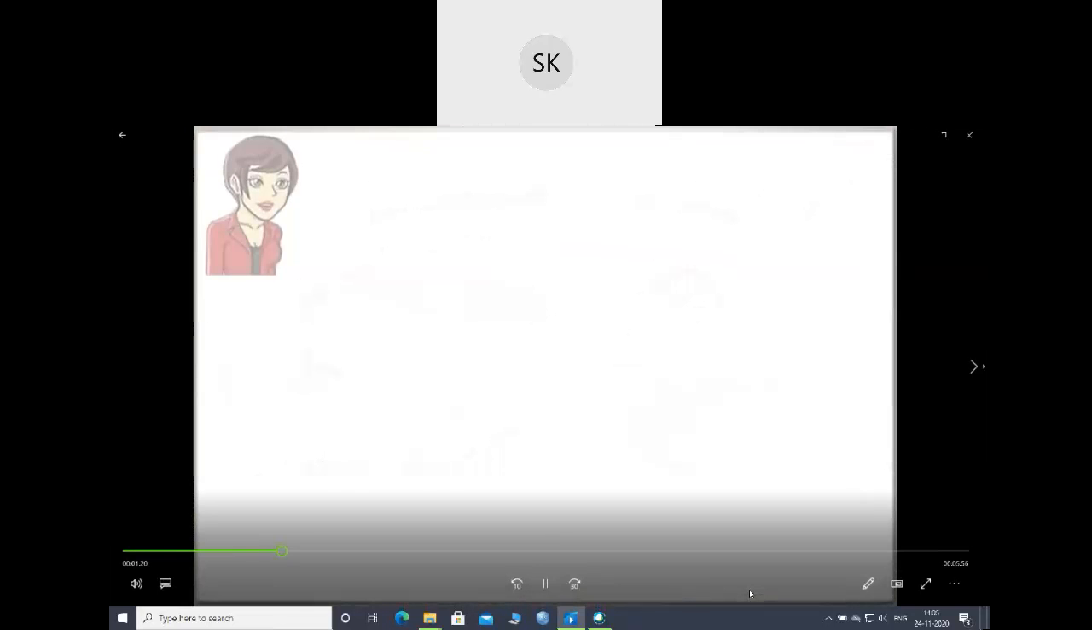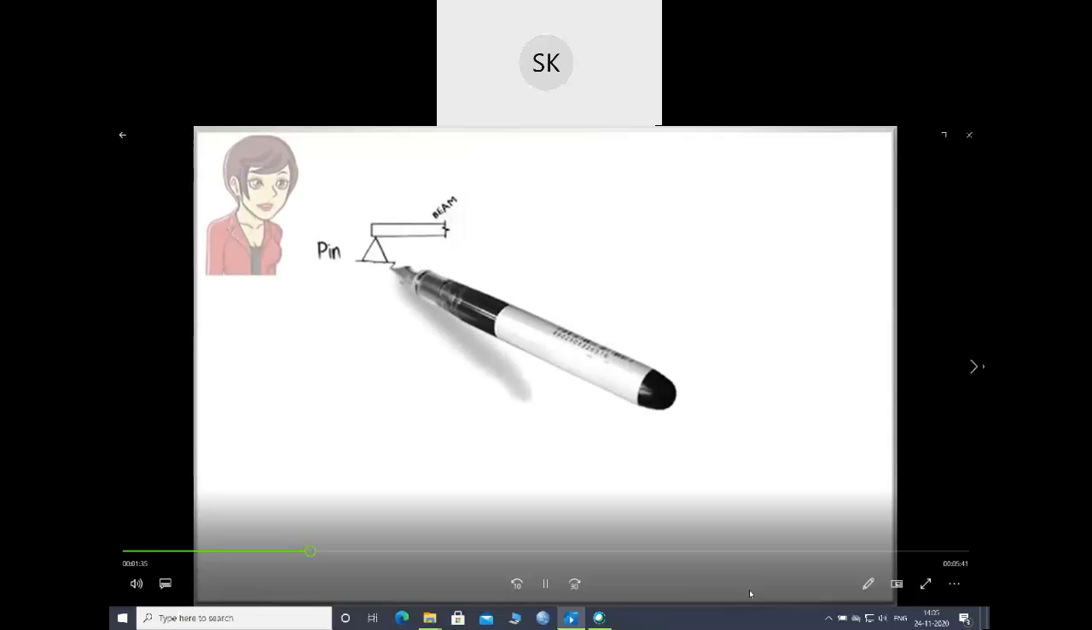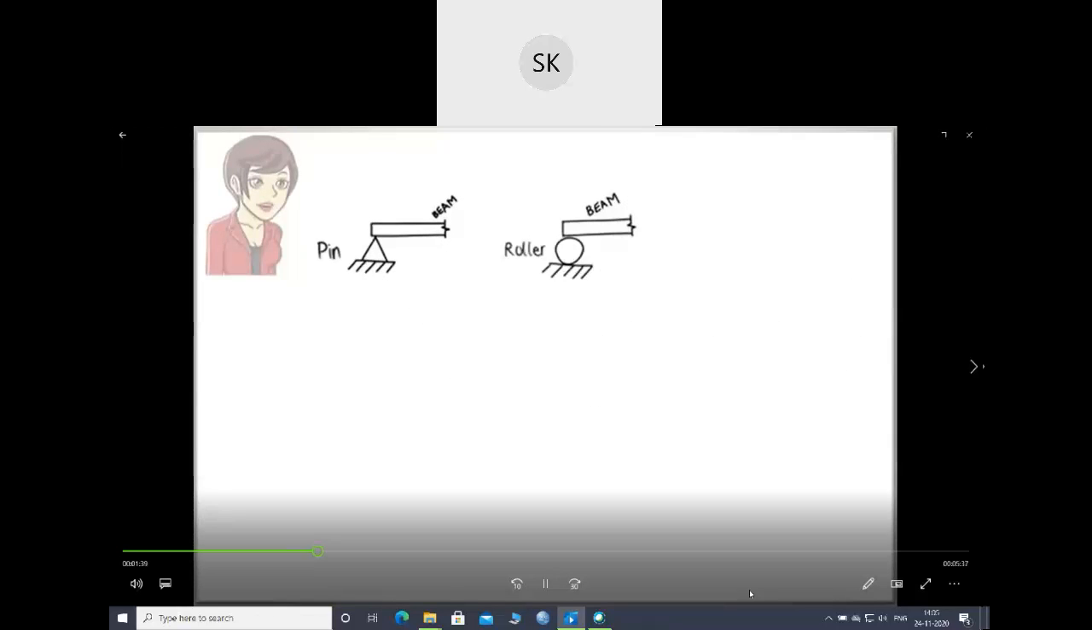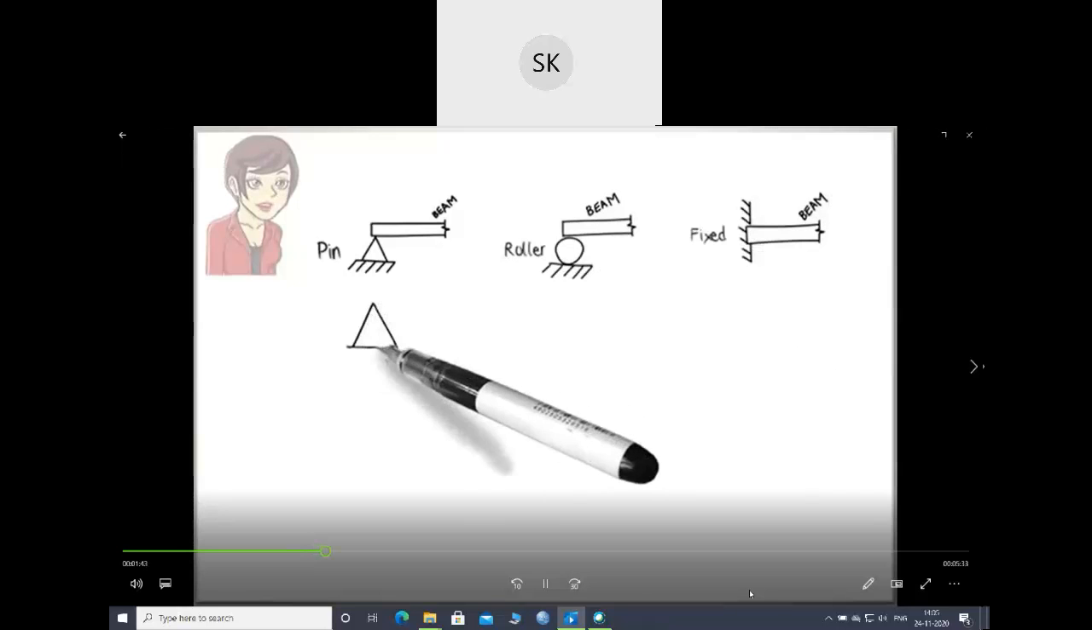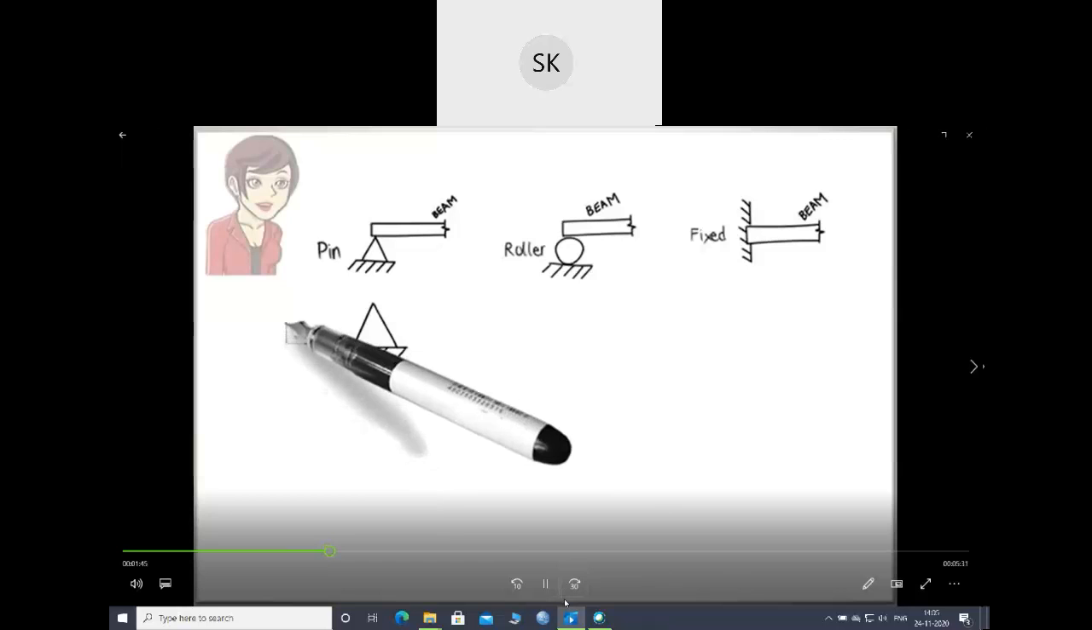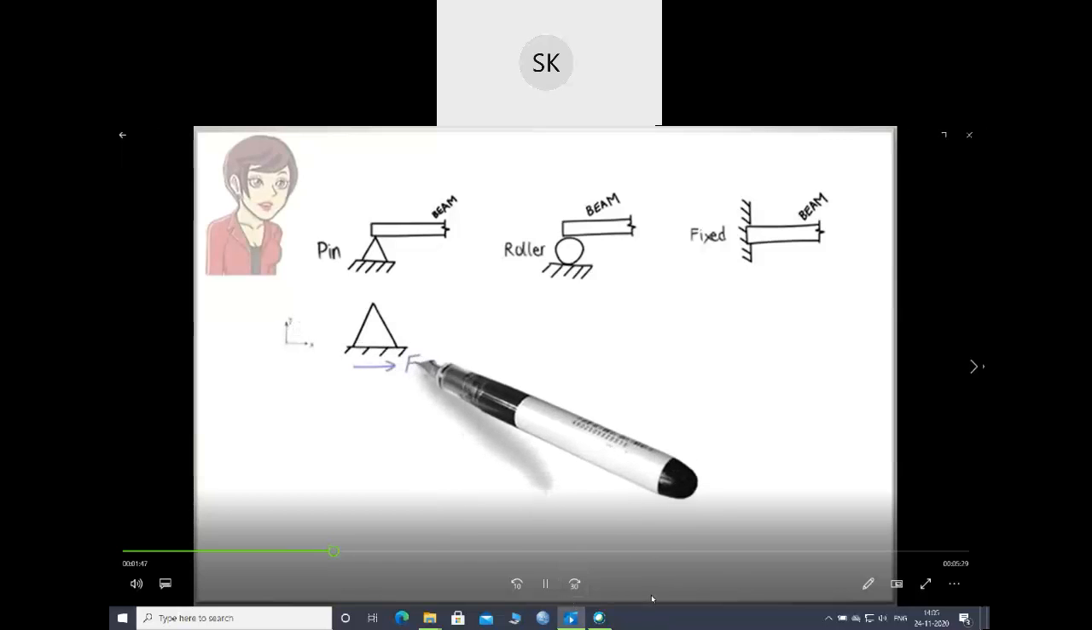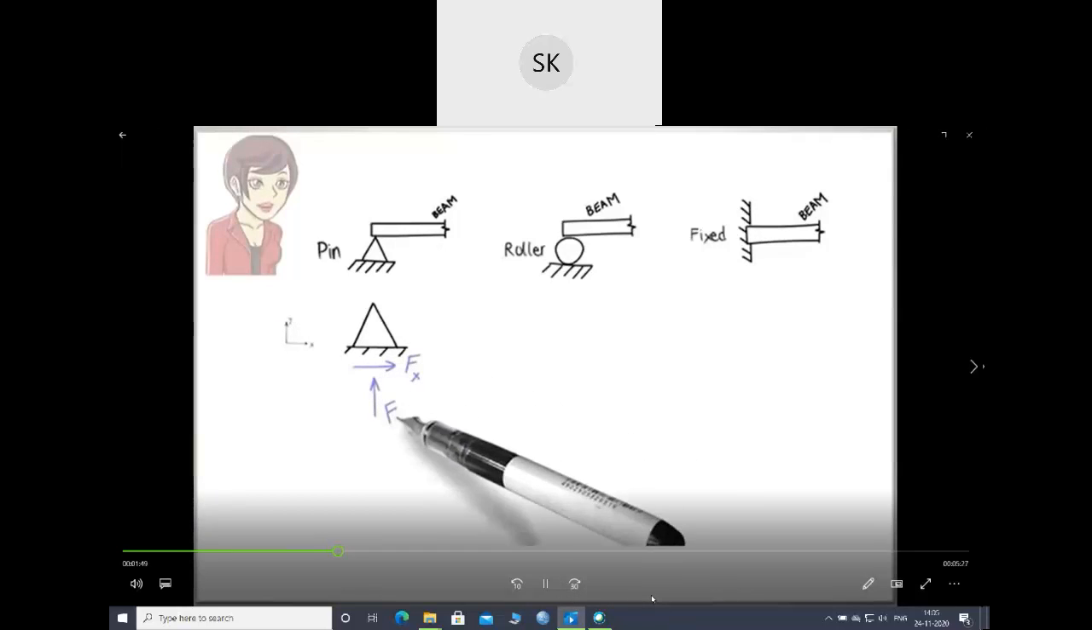Now, how do we analyze such a beam? Before we can answer the question, let's review reaction forces associated with each type of support. The three most common support types are pin, roller, and fixed supports. There are two reaction forces associated with a pin support, a force in the X direction and one in the Y direction.